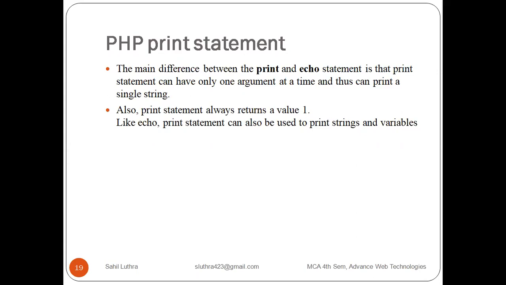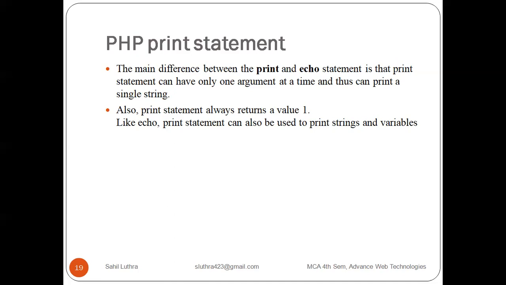The major difference between echo and print is that in print you can display one value or one argument at a time, but in echo you can pass multiple arguments or multiple values at a time, and also display them at a time. It is not possible with the print function. So this is how echo is different from print.